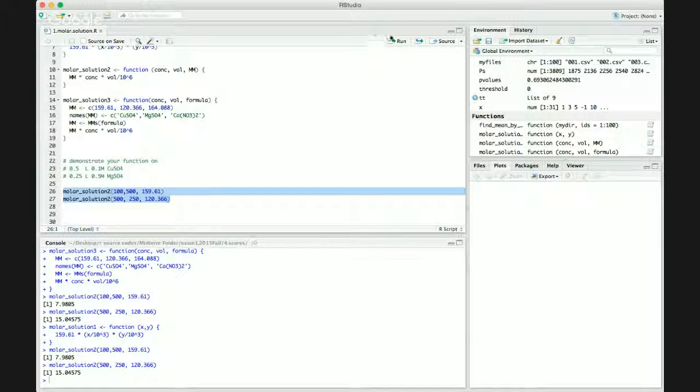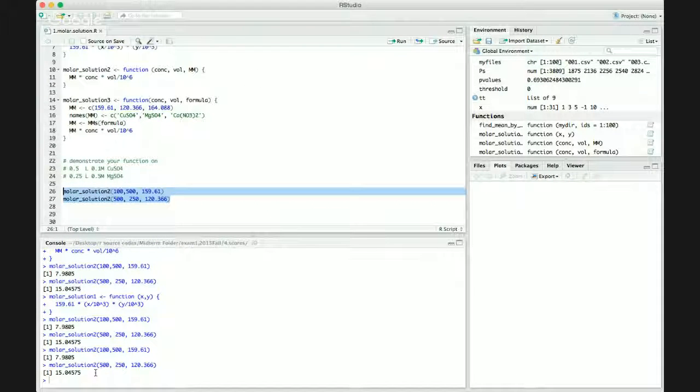So if I run this, down here, these last two, you can see the amount in grams that I would need to make the solution. So for the first one, CuSO4, I would need 7.9805 grams, and for the second solution, I would need 15.0457 grams of MgSO4.